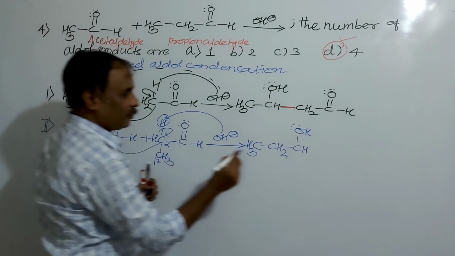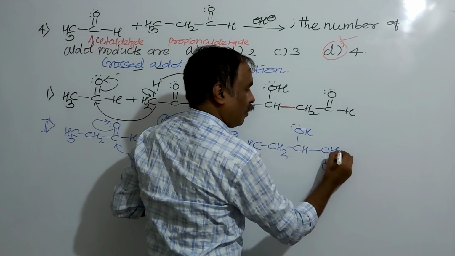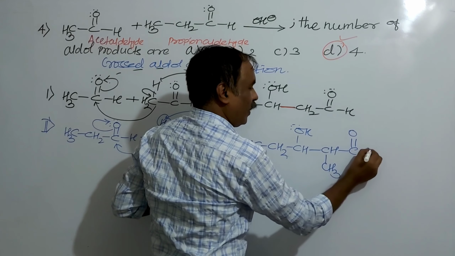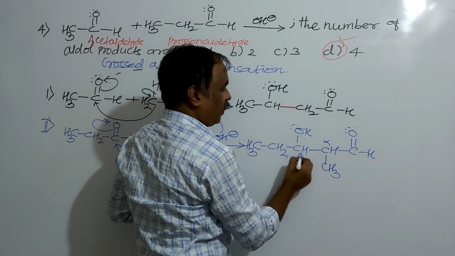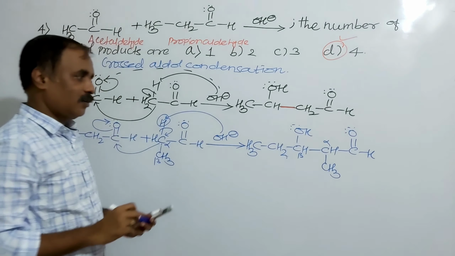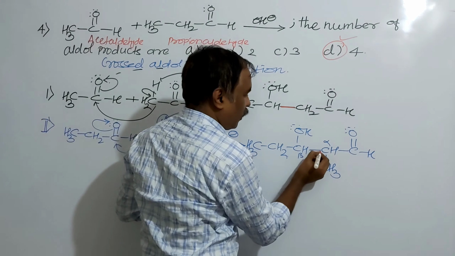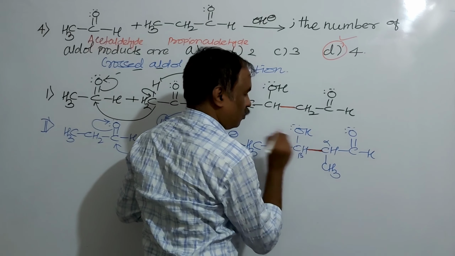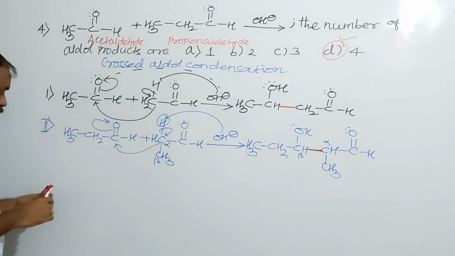Now this CH3, C double bond OH. This is the alpha carbon, this is the beta-hydroxy aldehyde, and this is the aldol. This is the second possibility. And here it is a new carbon-carbon single bond. What is the third possibility?